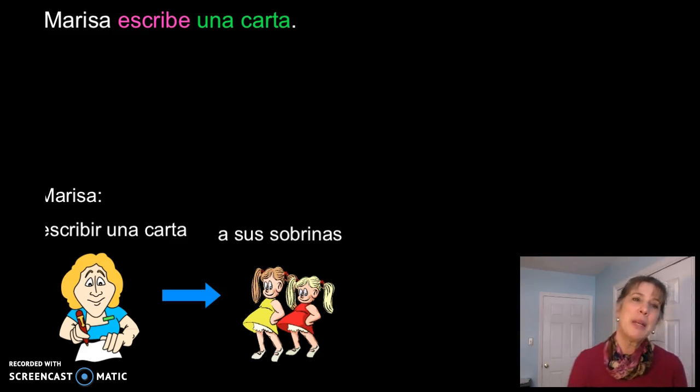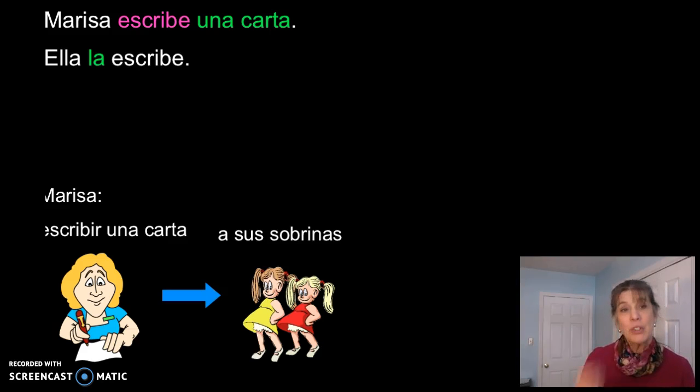So the sentence would be Marisa escribe una carta, where the letter is who or what is being written. So if I wanted to use a pronoun and say she writes it, ella la escribe. Carta is singular and feminine.